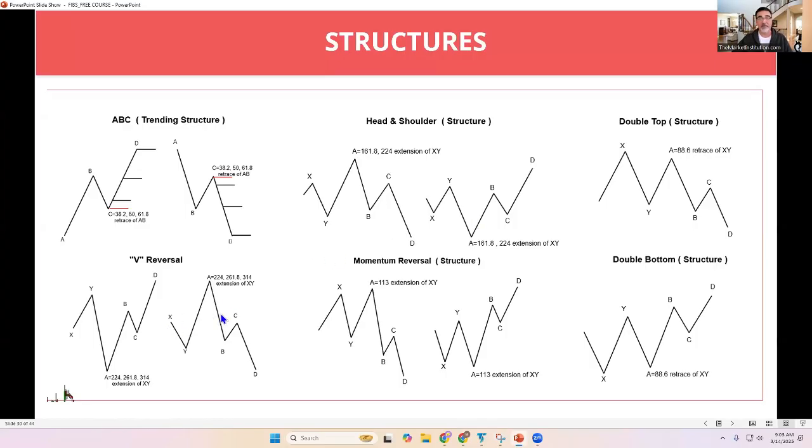V-shaped reversals are often very aggressive price change, direction change, okay? And I like finding the V-shaped reversals or a momentum reversal, okay? And we need to know where those Fibonacci measurements are using the prior swing, like in this example from X to Y, A equals a 113 extension. Well, once you start aligning your extensions and retracements, then you're able to visualize the next 2 to 3 swings to the right side of the chart should price follow the structure and pattern, okay?